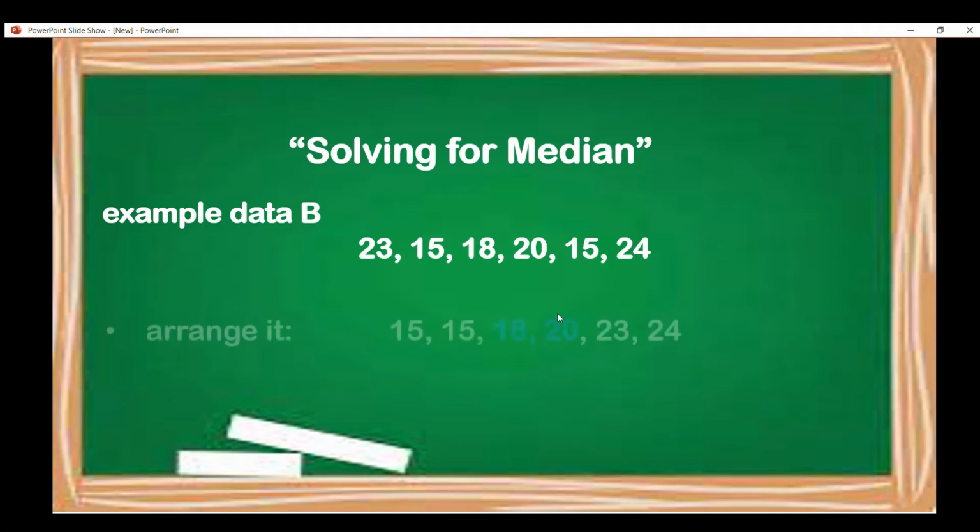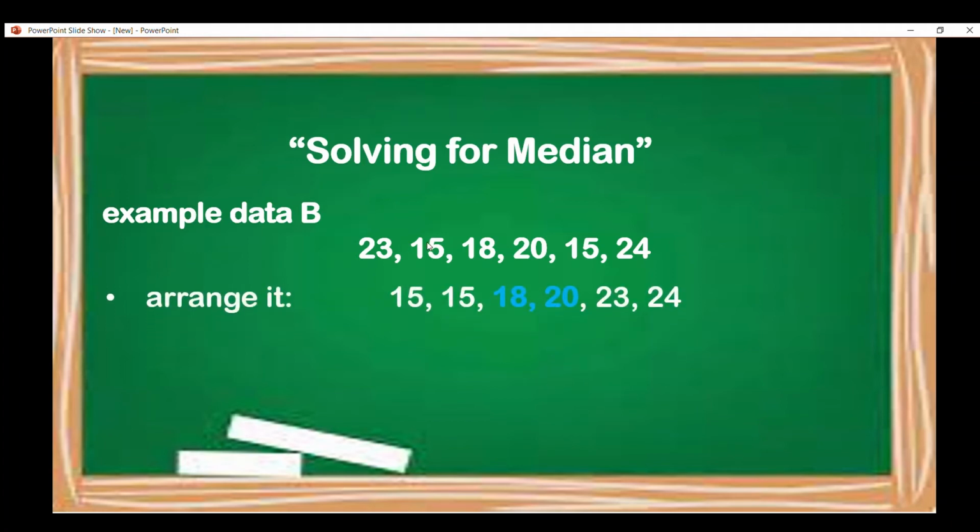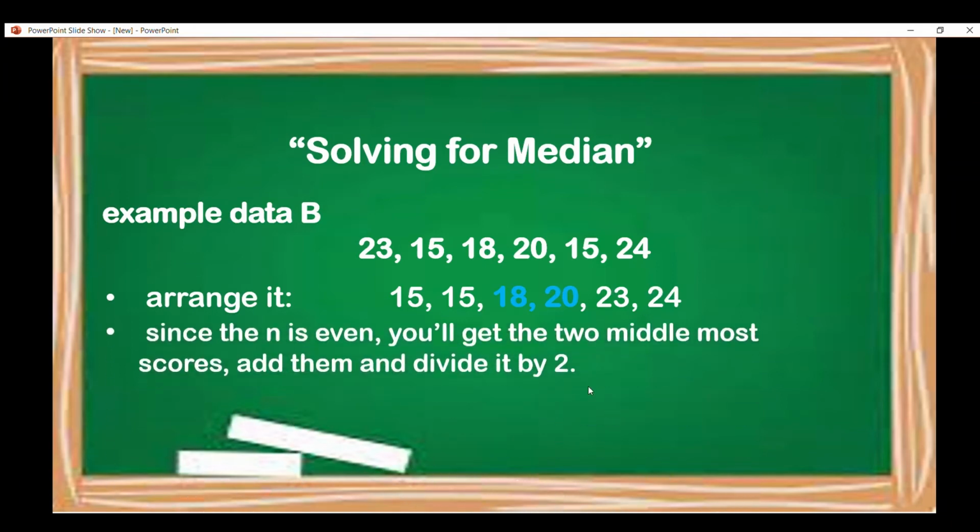So the same process, we're going to arrange it first: 15, 15, 18, 20, 23, 24. Since the n is even, you'll get the two middlemost scores. And then, okay, add them and divide it by 2. That's what you do. So you get the two middlemost scores, add them, and divide it by 2.